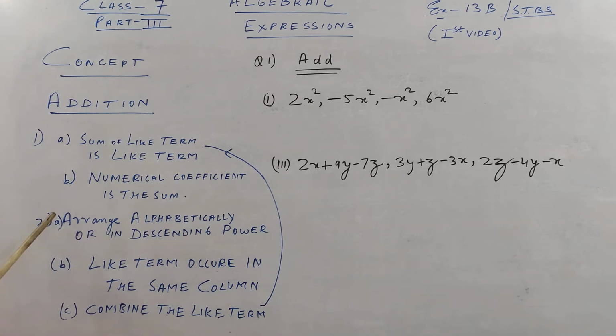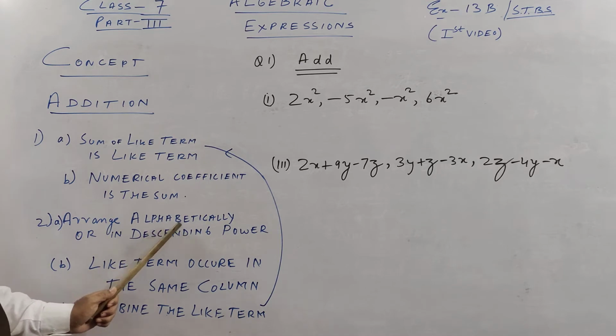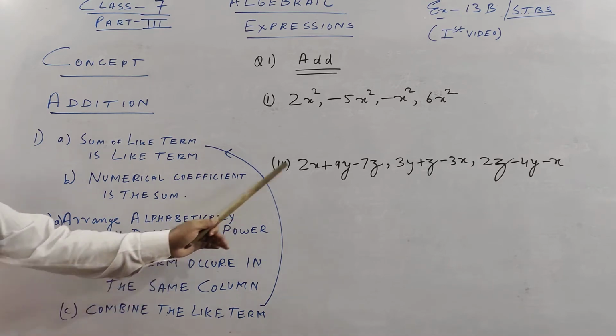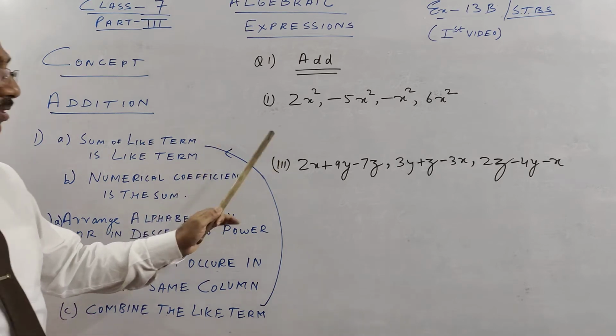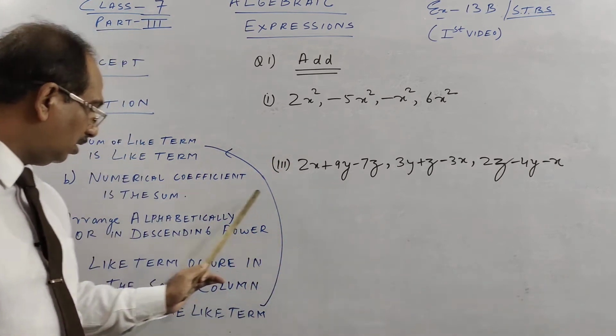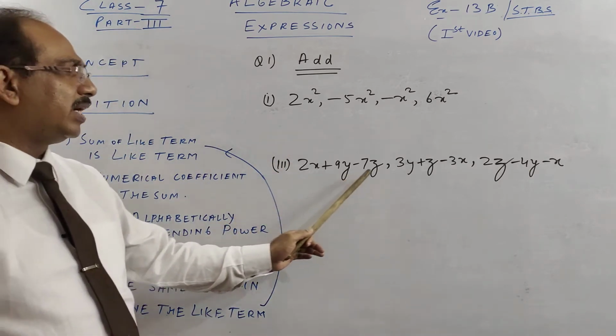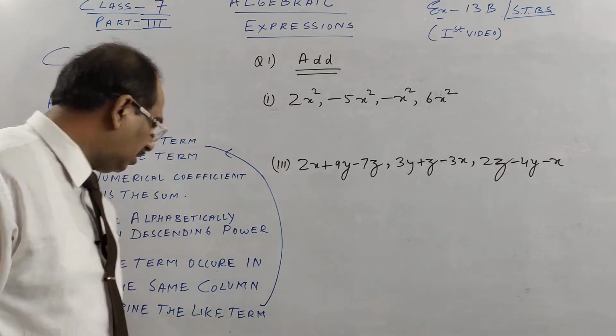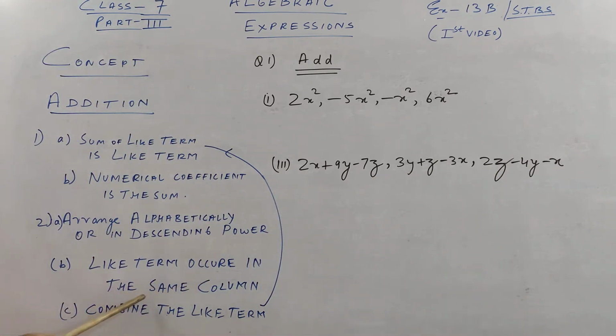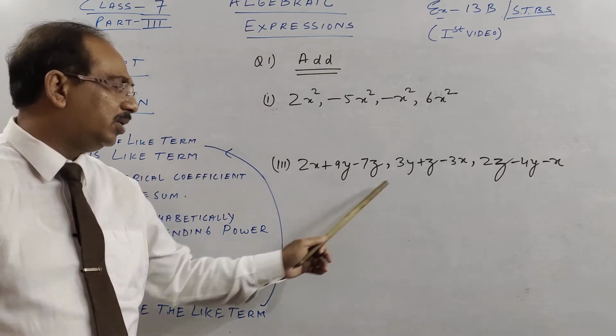Next. So this is the second part. Actually, this should be the first part: arrange alphabetically or in descending power. I'll show you. So we arrange them. Alphabetically, like x, y, z, which are also called like terms, occur in the same column. So I'll show you when I do it over here.